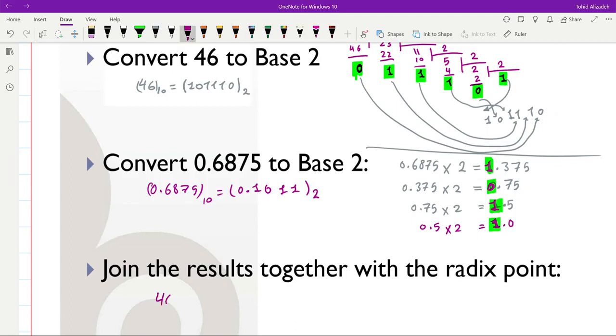As a result, 46.6875 in decimal will be equal to 101110.1011 in binary or in base 2.